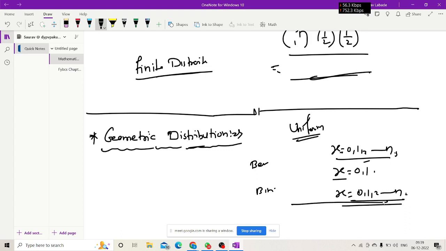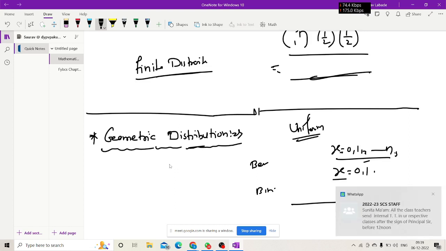But next we have to discuss the infinite discrete distributions. Here your range will be infinite, that is 0, 1, up to so on like this. Okay, infinite range. So those two distributions are the geometric distribution and the Poisson distribution, right? These are my infinite distributions. So that we will discuss in today's offline lecture.